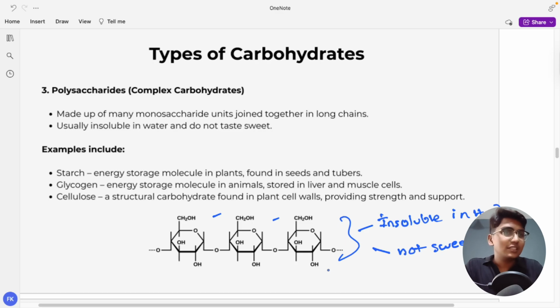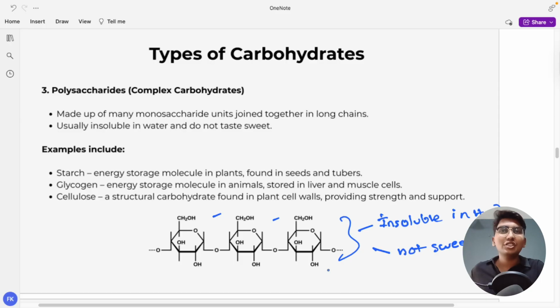Protein shape. The sequence of amino acids in the polypeptide chain determines the structure of the protein. For example, suppose these are different amino acids, right? These will fold to form a structure. So depending on the amino acids, the structure will vary in the cell.